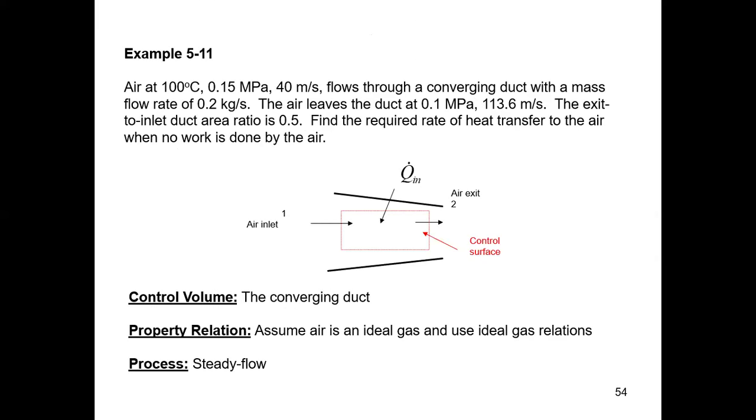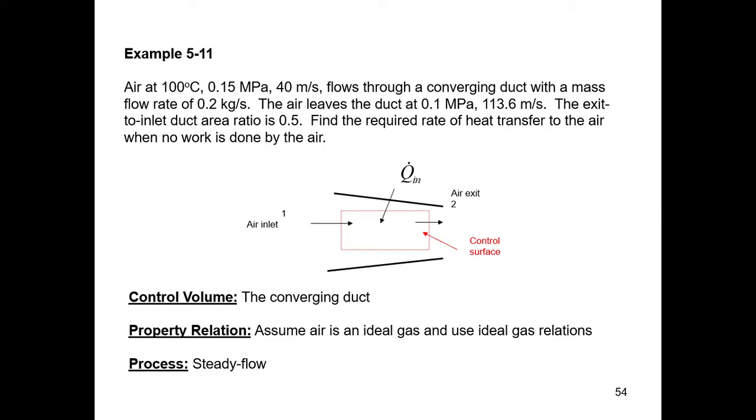Another example: air at 100 degrees Celsius, 0.15 megapascal, 40 meters per second flows through a converging duct with a mass flow rate of 0.2 kilograms per second. Air leaves the duct at 0.1 megapascal. So there's been a drop in pressure and the speed is now 113.6 meters per second, an increase in velocity. The exit to inlet duct area ratio is 0.5. Find the required rate of heat transfer to the air when no work is done by the air.